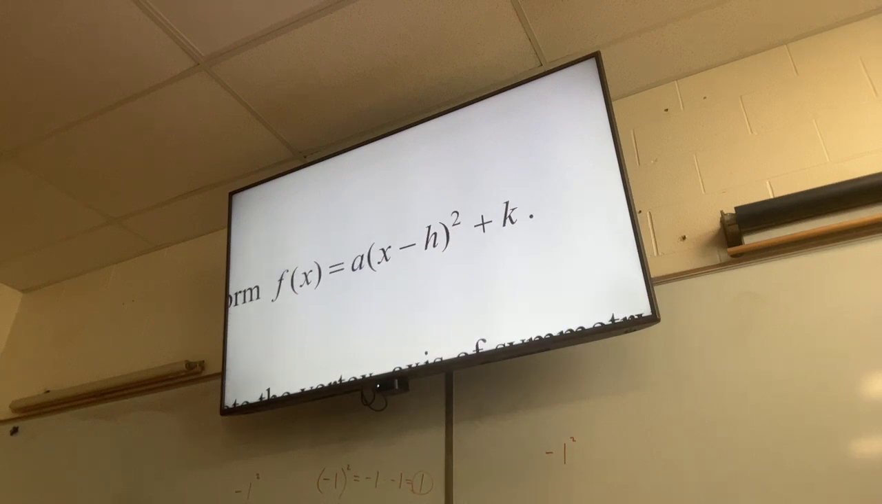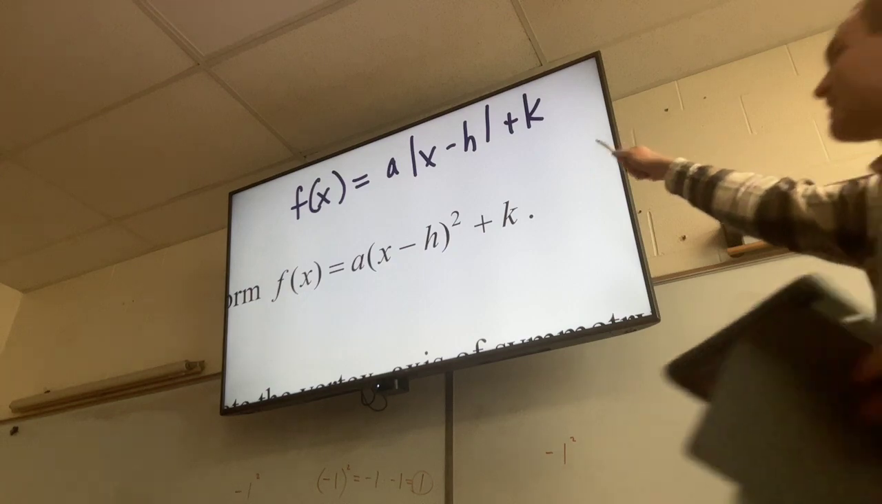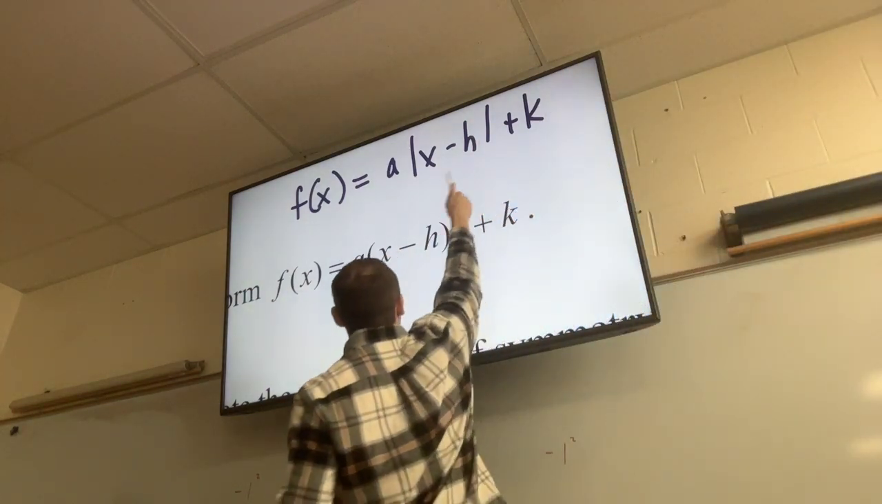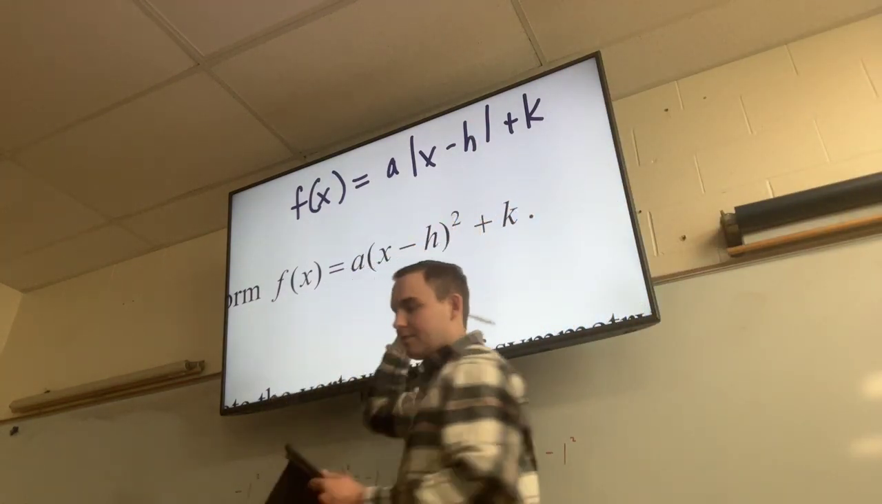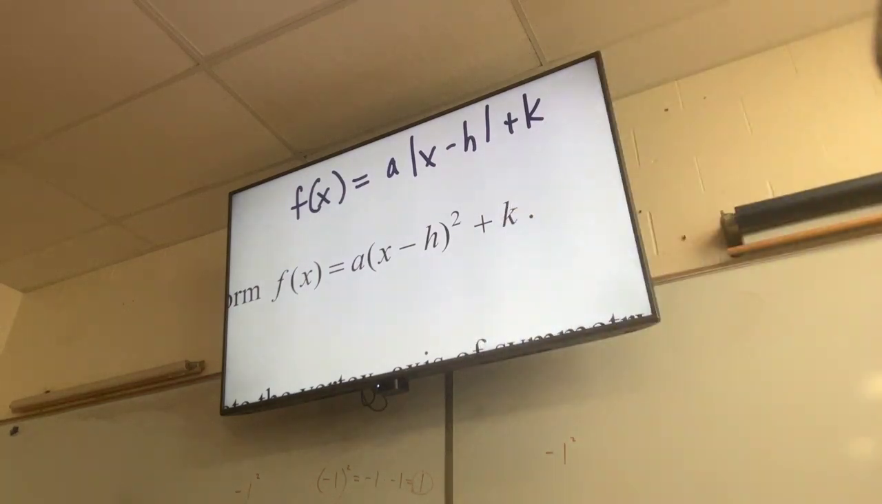Does anyone remember where we've talked about vertex form for something else? Where have we seen vertex form? On the graph. We talked about it for absolute value. It's almost the exact same thing. The only difference is instead of absolute value bars, we have parentheses squared. So that's vertex form.